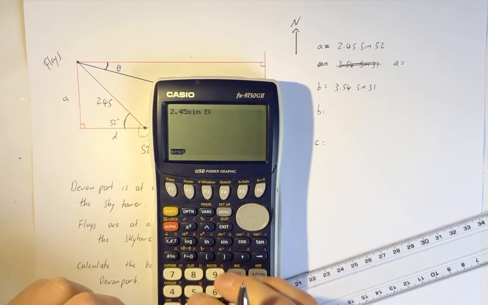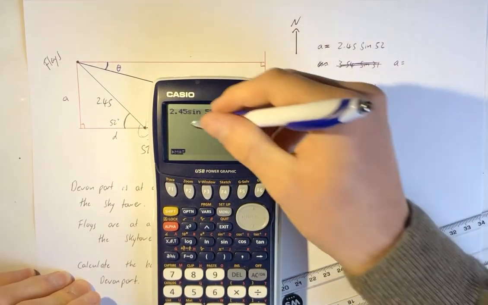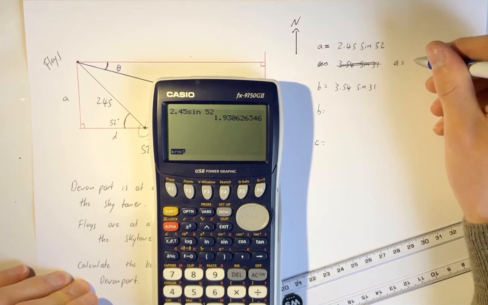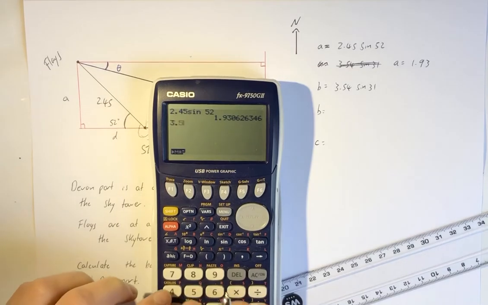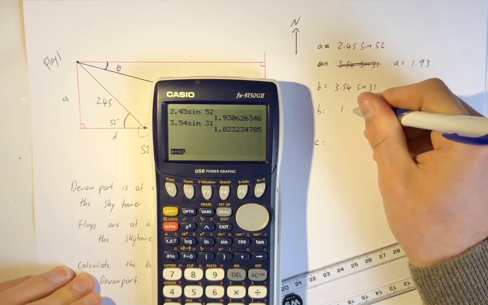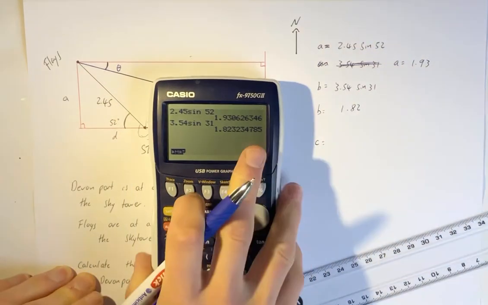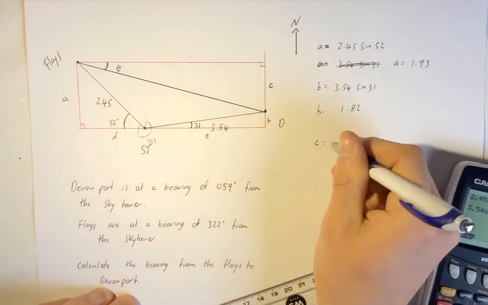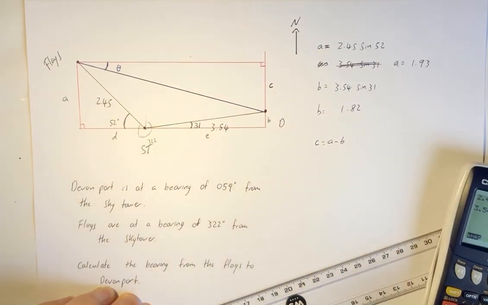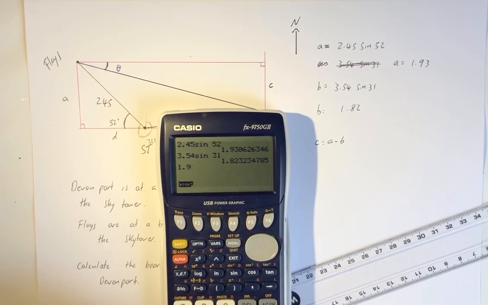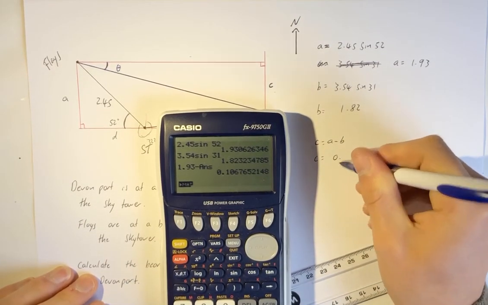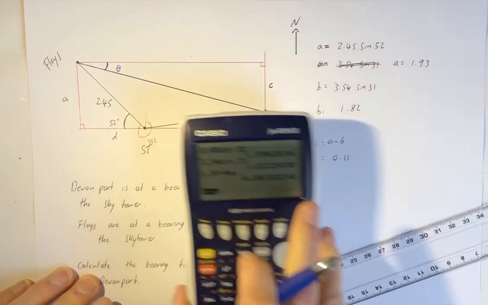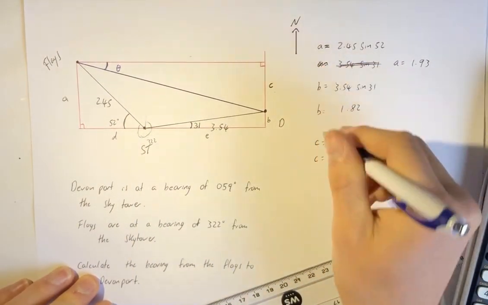2.45 sine 52 gives 1.93. B is 3.54 sine of 31, and B is 1.82. C is actually going to be A minus B. So I get 1.93 minus 1.82. So C is 0.11.